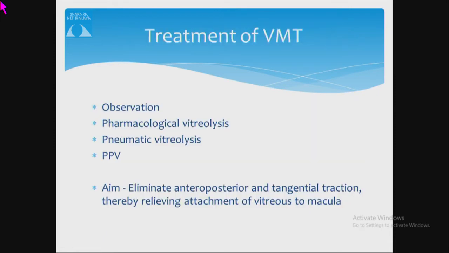The treatment of VMT includes either observation, pharmacological vitreolysis, pneumatic vitreolysis, or pars plana vitrectomy. The aim of the treatment is to eliminate the anteroposterior and tangential traction, thereby relieving the attachment of vitreous to macula.